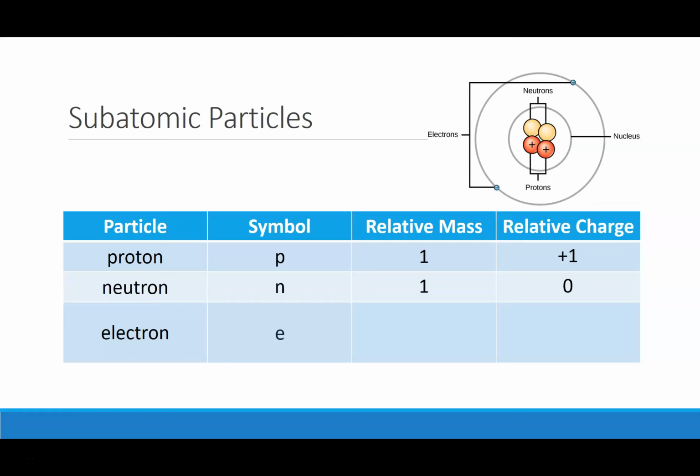And finally, the electron is symbolized with a lowercase e. Its mass is 1,836 times smaller than the mass of the protons and neutrons, or 5.45 times 10 to the negative 4 AMU, which is so small that it is negligible. So we often say that the electron has no mass. While it has negligible mass, the electron has a negative charge.